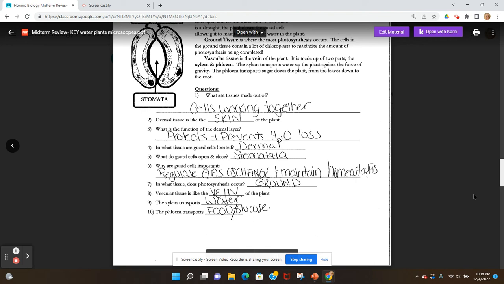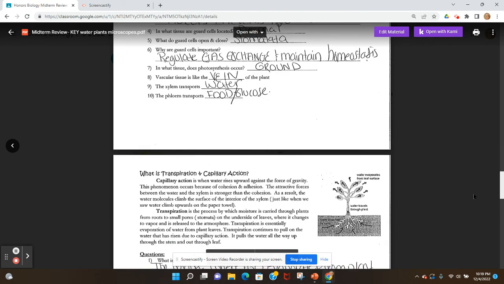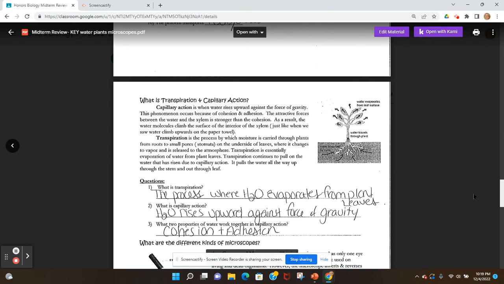Vascular tissue is like the vein of the plant. The xylem transports water. The phloem transports food and glucose. What is transpiration and capillary action? Capillary action is when water rises upward against the force of gravity. This phenomenon occurs because of cohesion and adhesion. The attractive forces between the water and the xylem is stronger than the cohesion.